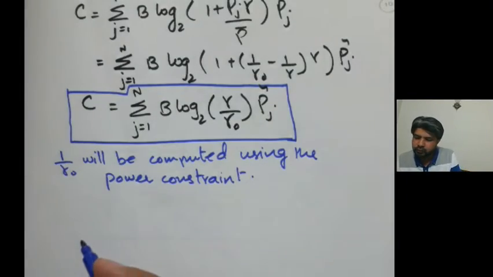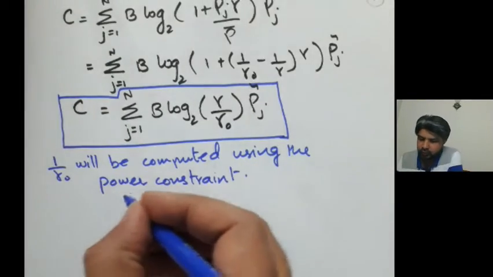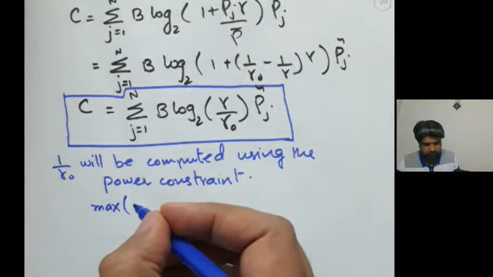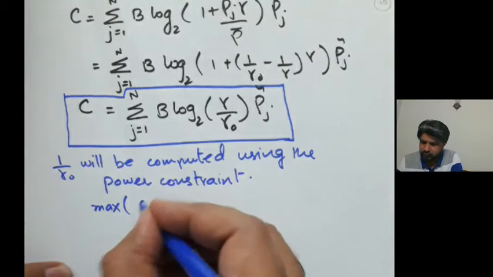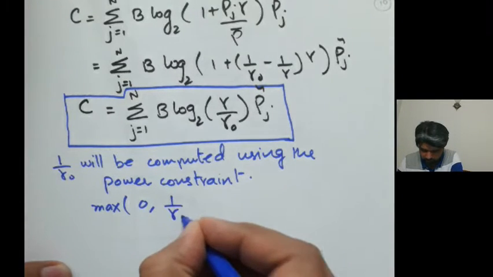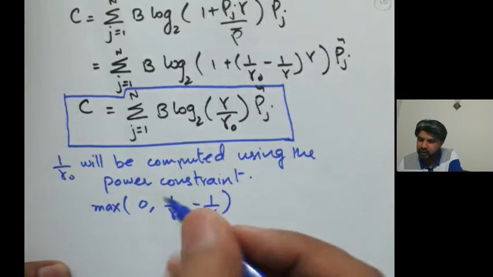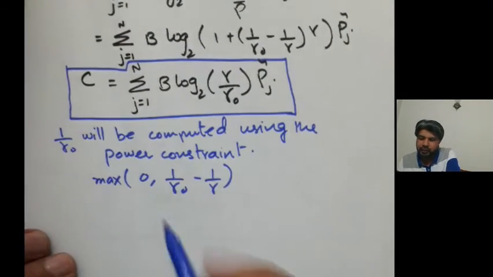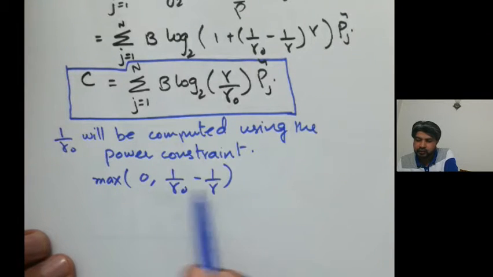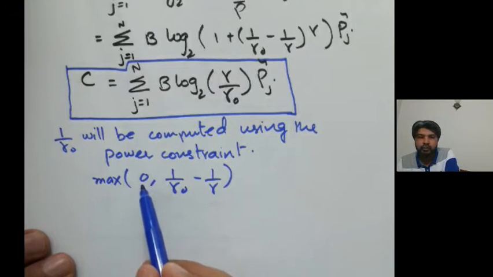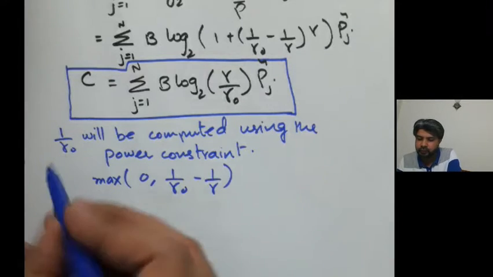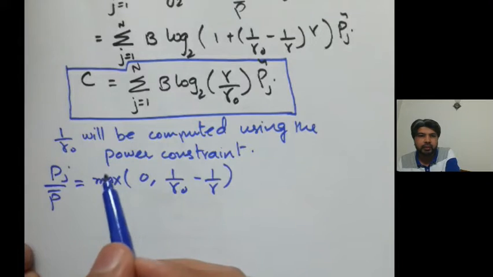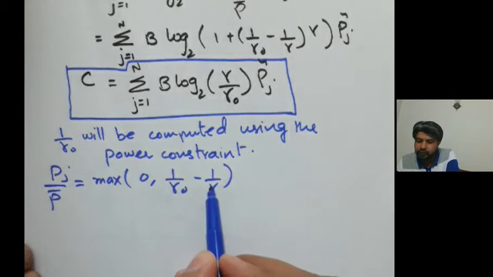Remember, we know that the maximum between 0 and 1 over gamma naught minus 1 over gamma is our power allocation strategy. That means if 0 is greater than this quantity, we would allocate 0 power into the channel. So that is our Pj over P bar. Remember, we put a plus on 1 over gamma naught minus 1 over gamma.